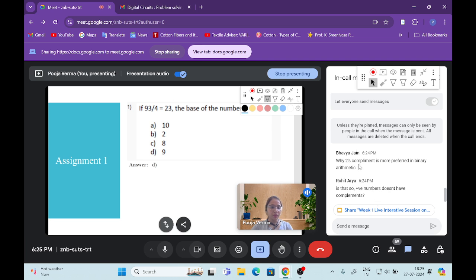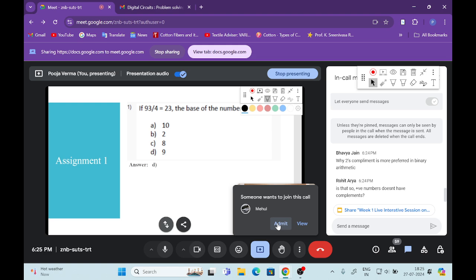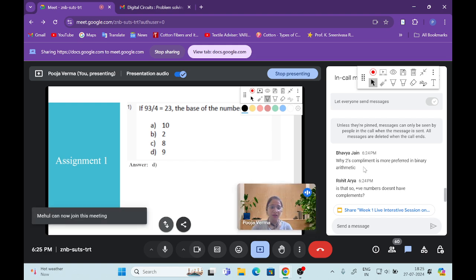Yeah, Bhavya, why is two's complement more preferred in binary arithmetic? It is not necessary in binary arithmetic. Normally, when the question asks you to add or subtract in two's complement form, then it is preferred. Most of the time it is binary arithmetic. When negative numbers are present, then we need to prefer one's or two's complement.